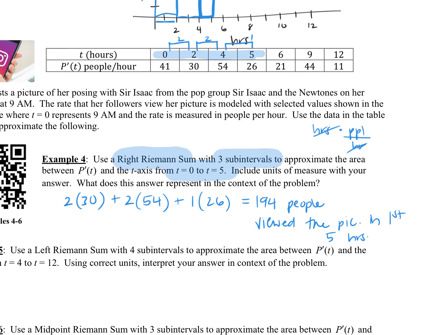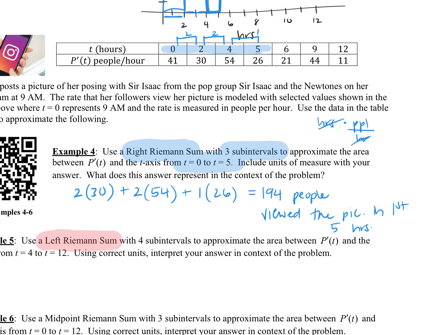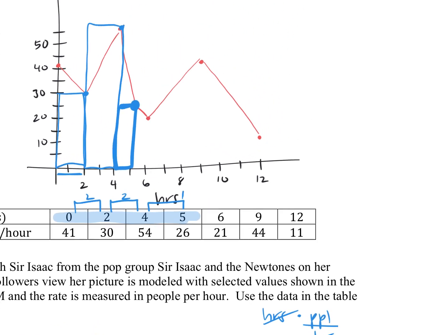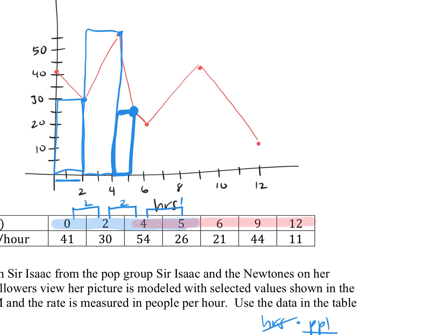Next one we're going to do is the left Riemann sum. Left Riemann sum with 4 subintervals between 4 and 12. Okay, so if I zoom in on my table here, I'm looking at from 4 to 12, not the entire 0 to 12, but 4 to 12, and I want 4 subintervals, okay, which means I could go in between 4 and 5, 5 and 6, 6 and 9, and 9 and 12. Those are my 4 subintervals. So I'm going to have 4 rectangles.